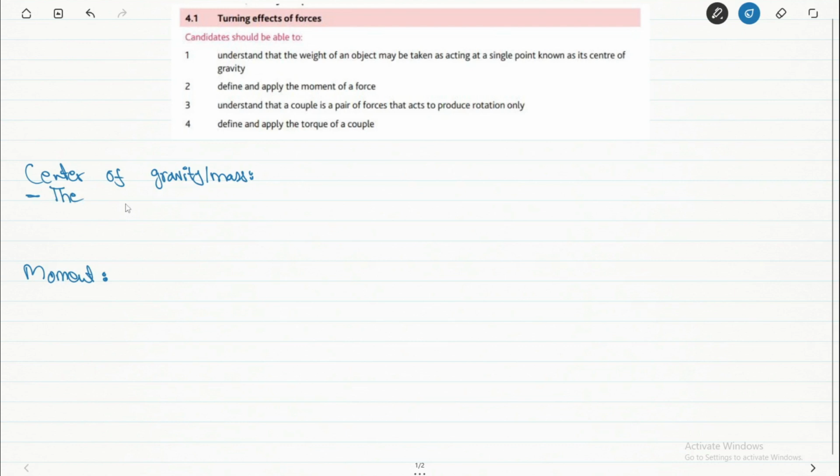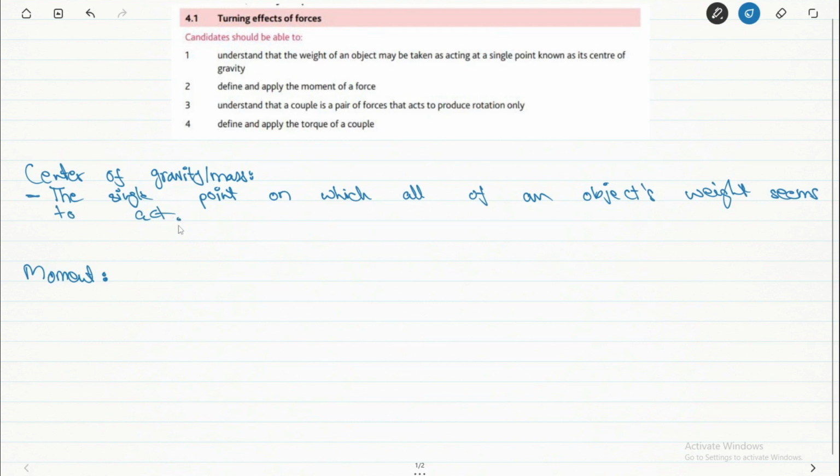The single point on which all of an object's weight seems to act, right? So this definition is tested quite often, and you should know this definition by heart.